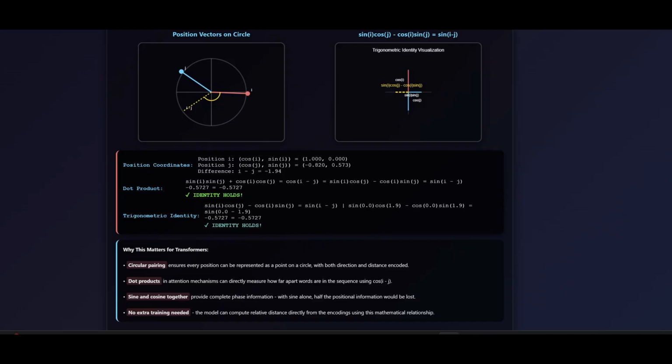So, sine and cosine aren't just arbitrary choices. They're the perfect mathematical way to encode both position and distance smoothly across all dimensions.